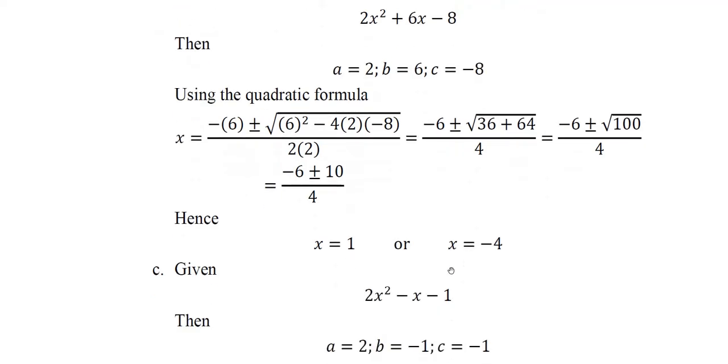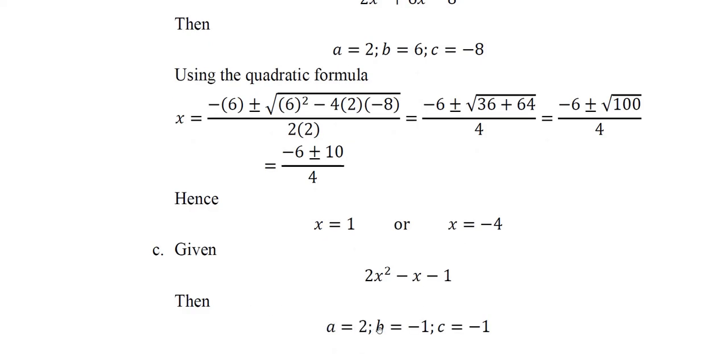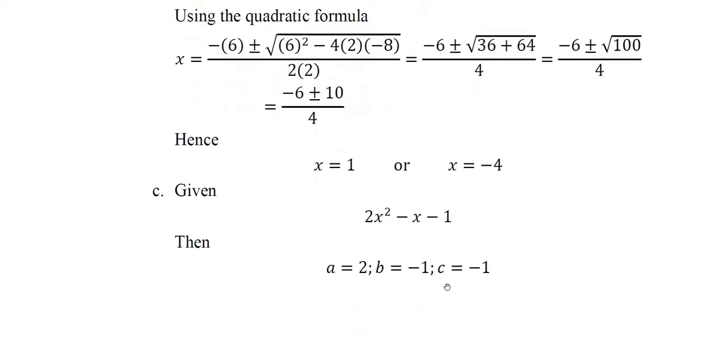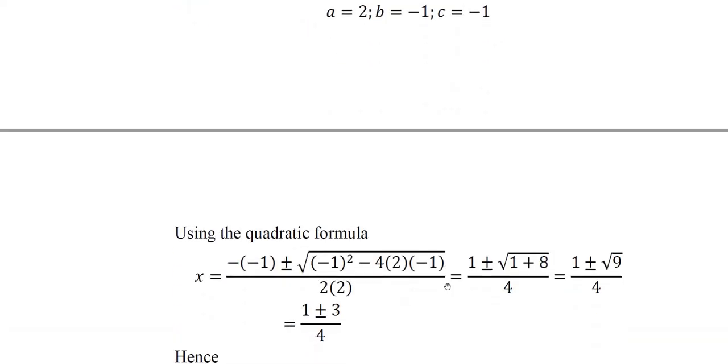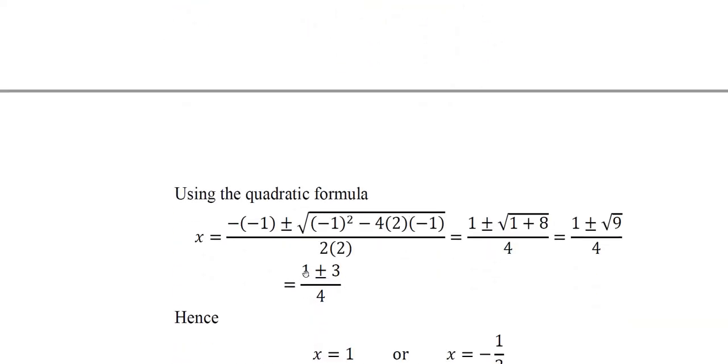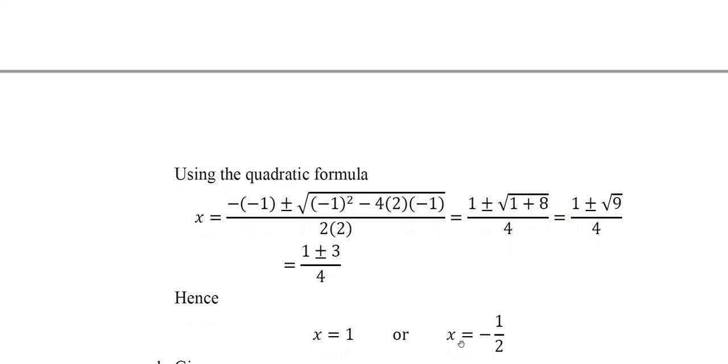To part C. Given that 2x squared minus x minus 1, then I can say that a is 2, b is negative 1, and c is negative 1. Using the quadratic formula, I see that x is equal to 1 plus or minus 3 over 4. That means that x is equal to 1 or x is equal to negative a half.